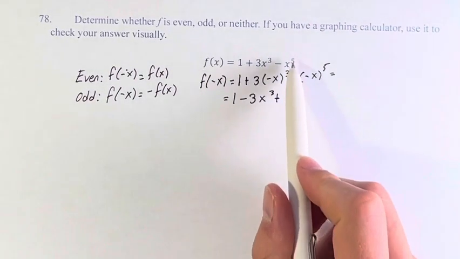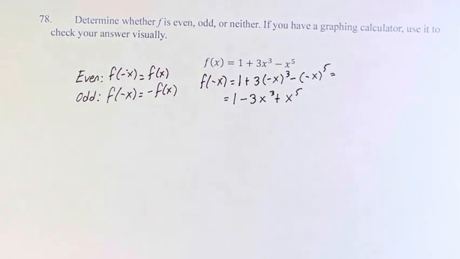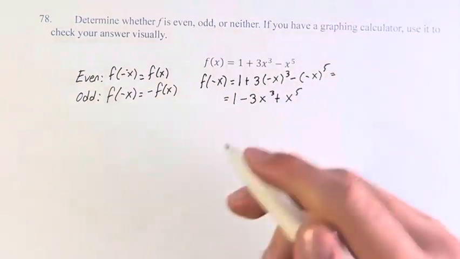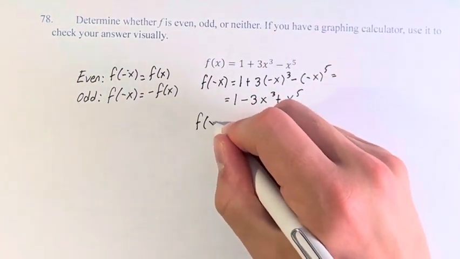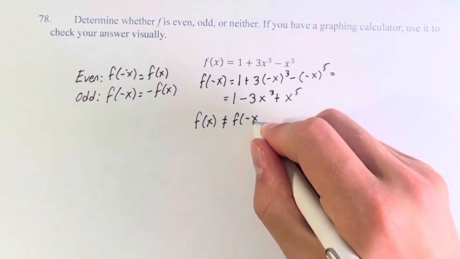1 plus 3x cubed minus x to the fifth is not equal to 1 minus 3x cubed plus x to the fifth. Right? These signs are different. Therefore, f of x is not equal to f of negative x.